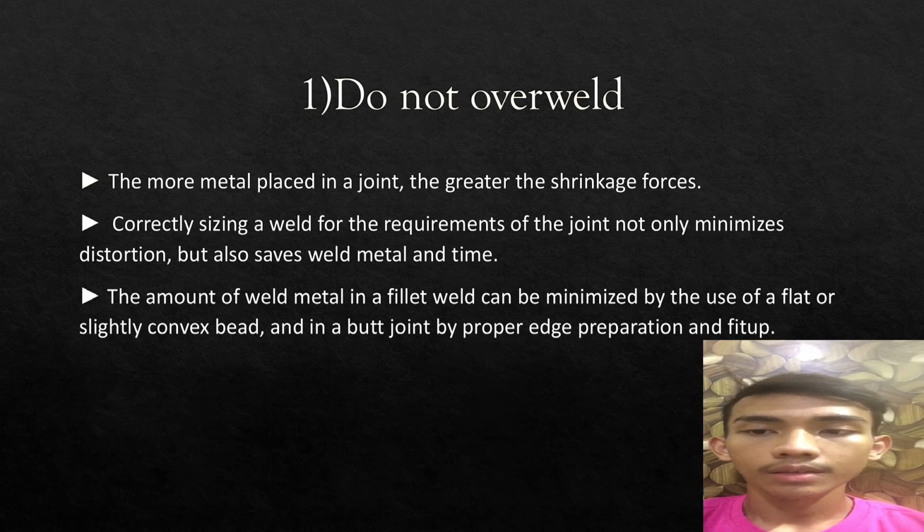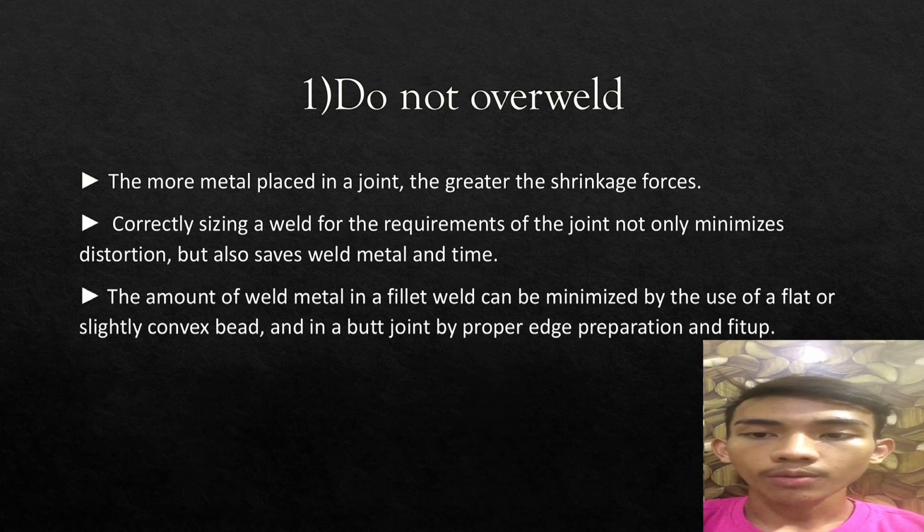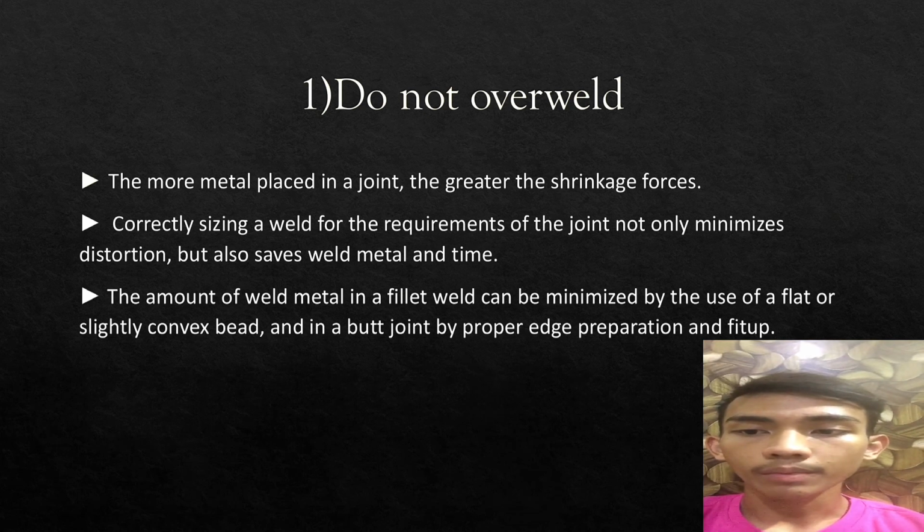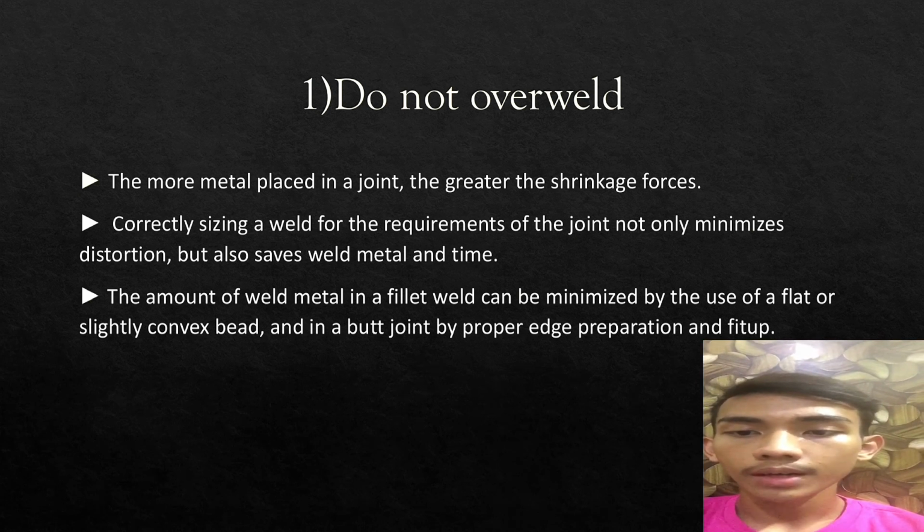Number 1, do not overweld. The more metal placed in a joint, the greater the shrinkage forces. Correctly sizing a weld for the requirements of the joint not only minimizes distortion, but also saves weld metal and time. The amount of weld metal in a fillet weld can be minimized by the use of a flat or slightly convex bead, and in the butt joint by proper edge preparation and fit up.